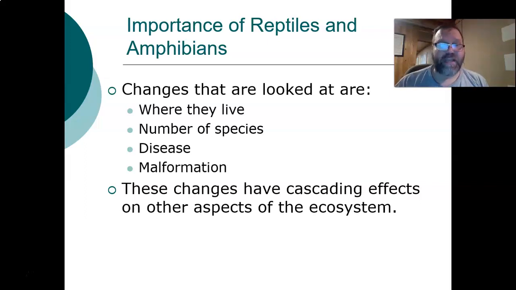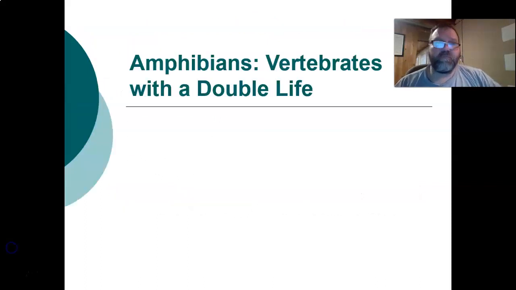These changes have cascading effects on other aspects of the ecosystem. So in other words, one little change here can lead to 3, 4, 5, 6, 7, 8 changes in other places. That's what the word cascading means.